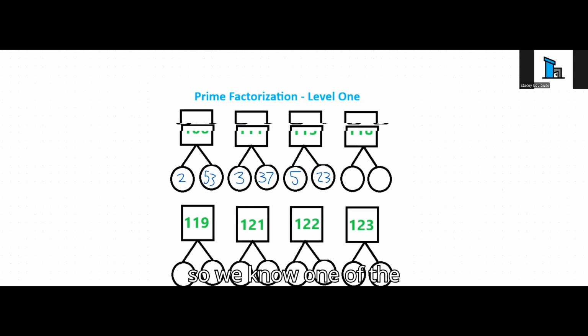Next, we have an even one, so we know one of the factors is 2. Half of 118 is going to be 5 and 9.